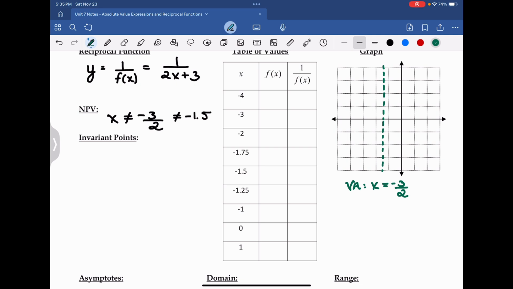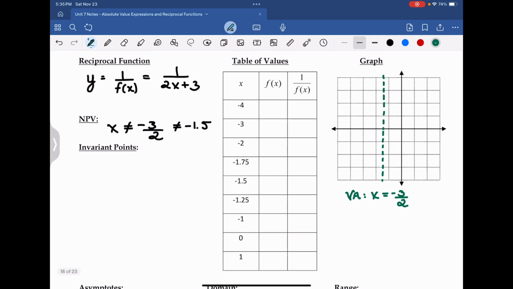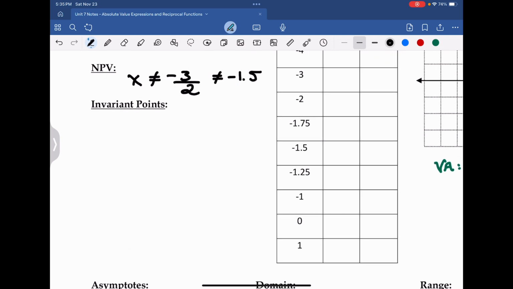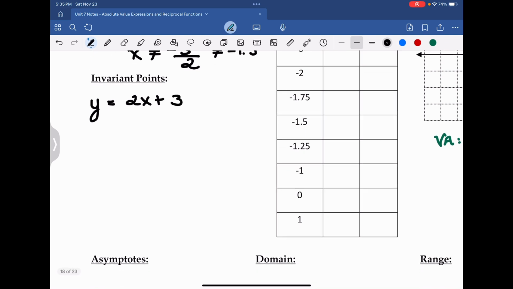All right, now here's the point that we need to look at: we need to establish what our invariant points are. I mean, we could do this through the table of values, or we could do this specifically with the actual function itself. So let's just show it algebraically, and then we can confirm it in our graphing calculator afterwards. Actually, I shouldn't even be doing this on the reciprocal. I can go y equals 2x plus 3. Where are the invariant points? It's where y is equal to plus or minus 1.